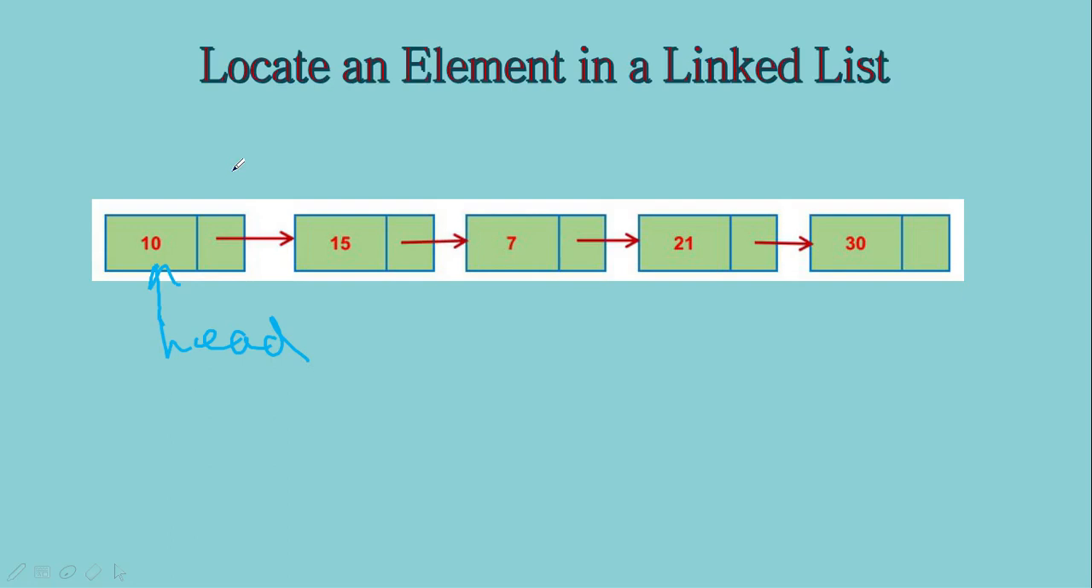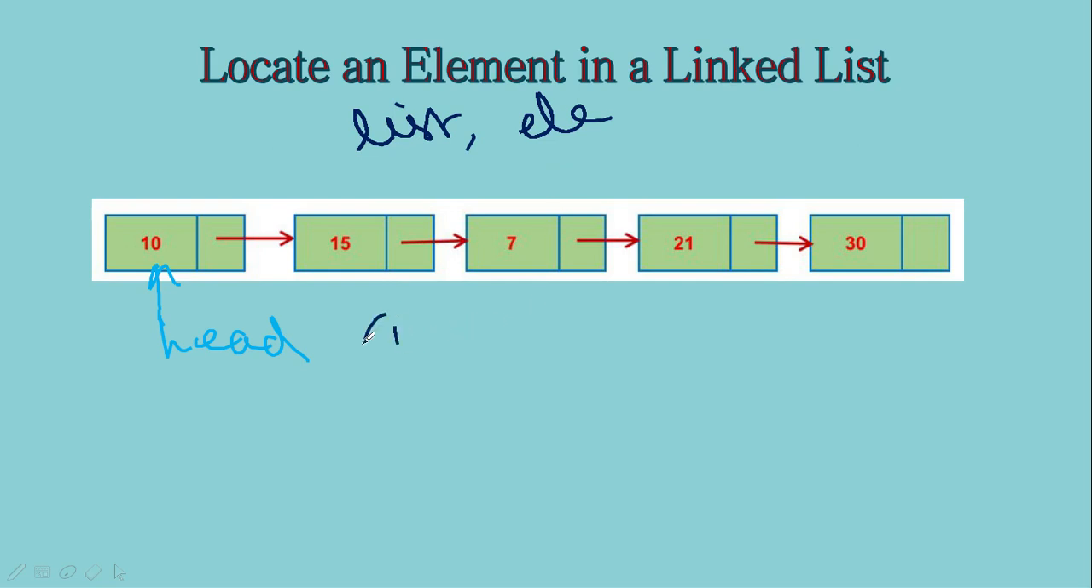Hi everybody, in this video we are going to discuss locating an element in a linked list using C++. We will be given a linked list something like this and an element. So the input for the operation is the list and the element. It is basically a search operation. The list in which we are going to perform the search, as well as the element we are going to search, will be given as the input.